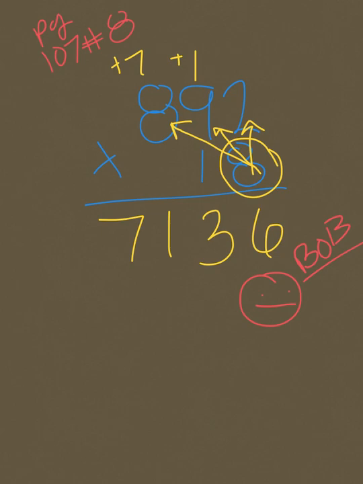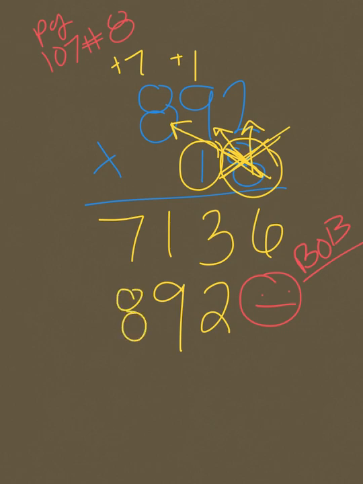So let's go to the next place value. We're done with the 8 in the ones place. We can get rid of that. Now we're on the tens place, which happens to be a 1. So now we can multiply 1 times 2, which is 2. 1 times 9, which is 9, and then 1 times 8, which is 8.